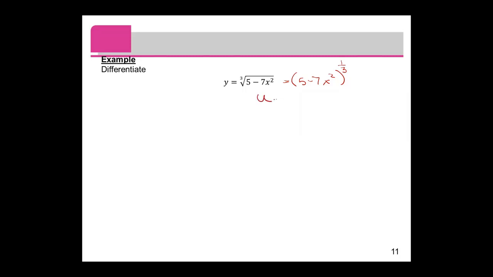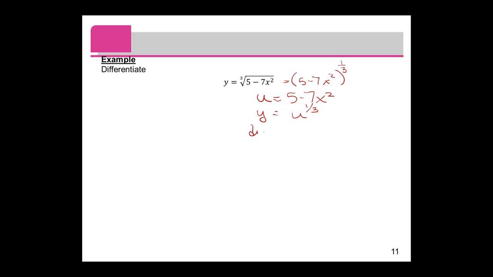Okay. So now would you make it a u? Sure. Let's make u equal to 5 minus 7x squared. Good. And then what is y? u to the 1/3. Good. And then what are we going to do next? I'm going to let you do the whole thing. I'm not going to try to help you. All right, differentiate both of those.